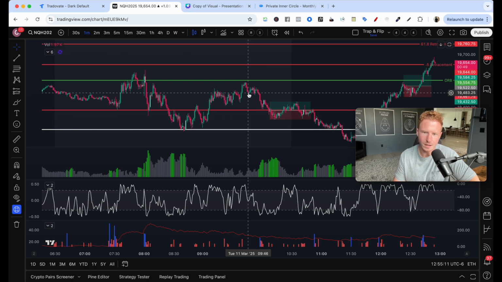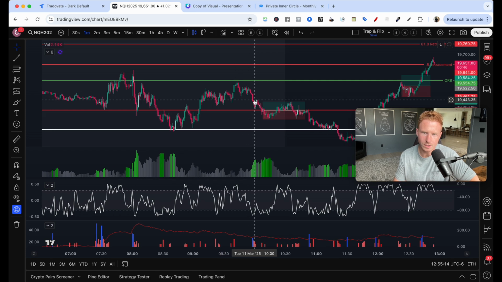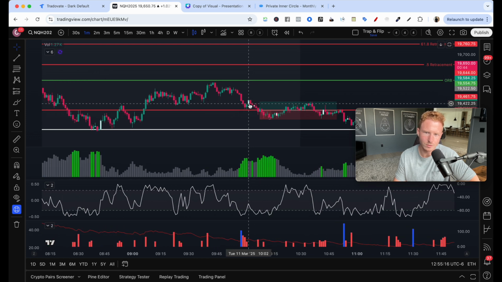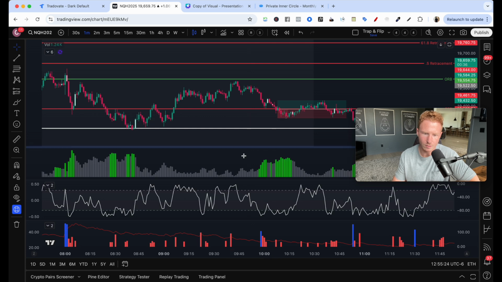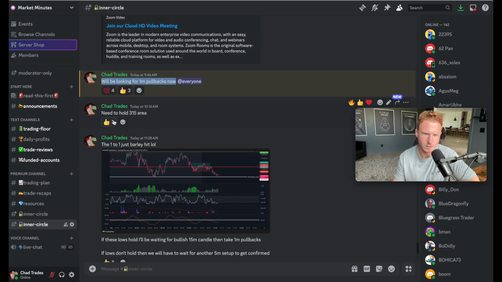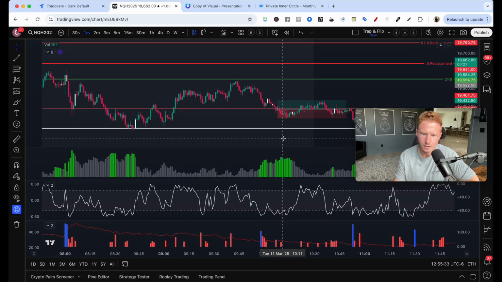As you can see, we started selling off. We didn't get a white candle till right here on the 1-minute. As you can see, the next candle never closed above it, so that was invalid. Got another white candle, never closed above it. And then at around, what time did I post this? 10:16, I said we need to hold the 315 area. So 10:16 is right here. This is literally right when I started getting in.